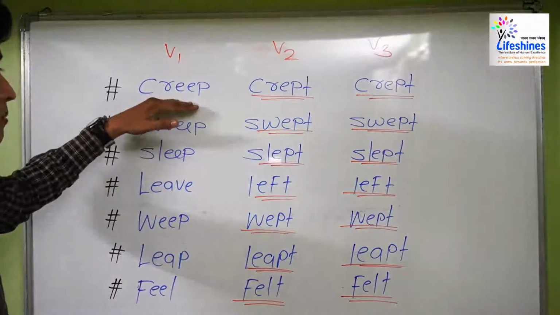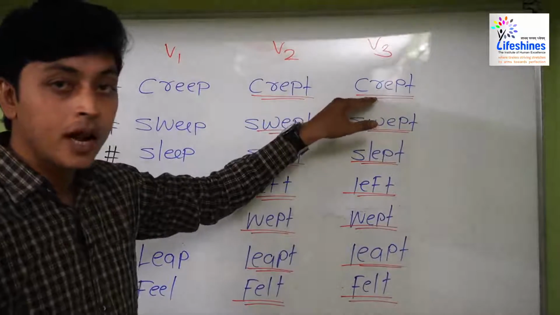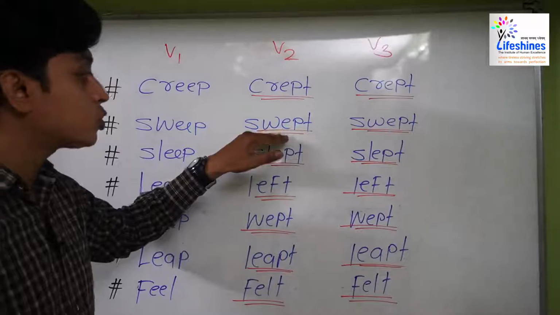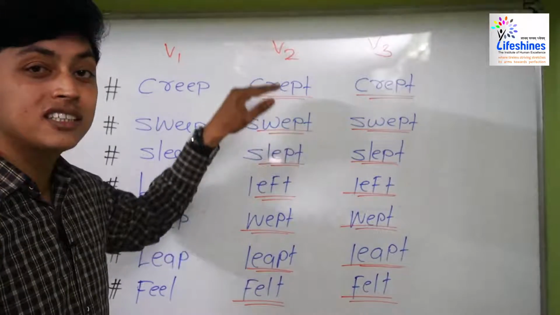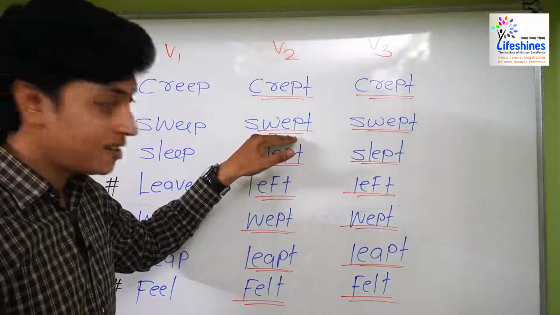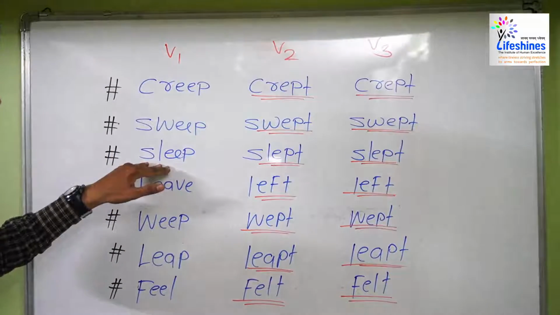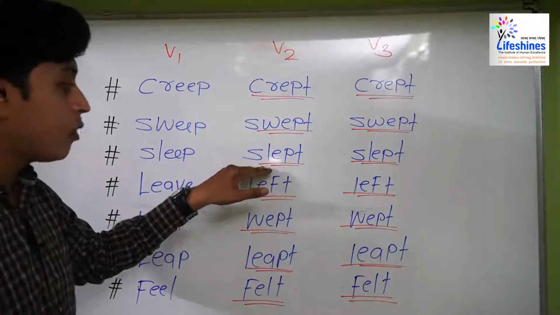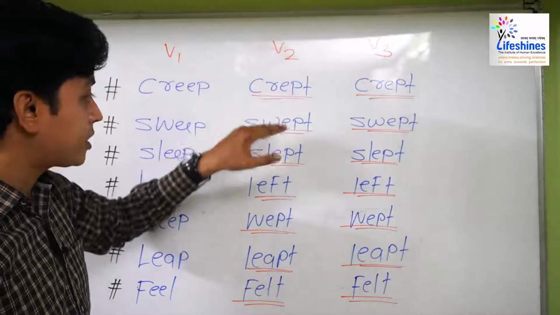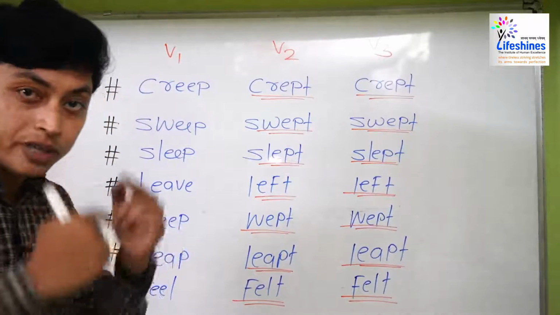The very first verb, that is creep, and the second form of creep is crept. Now look at the second verb, that is sweep. The second form of sweep is swept. Now see the similarity as far as the sound is concerned. Crept, swept, and the third form is also swept. The next, that is sleep. Yes, second form, slept. Creep, crept, sweep, swept, sleep, slept. You get to see the sound, you get to hear the sound.